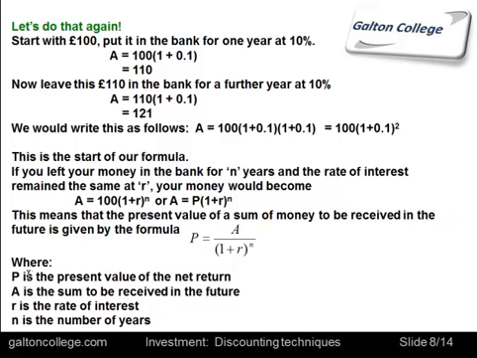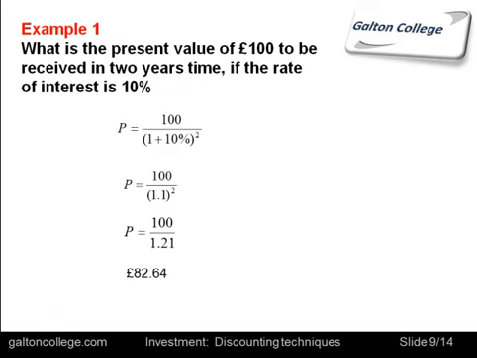And this means P is the present value of the stream, A is the sum received in the future, R is the rate of interest, and n is the number of years. That's our formula. Let's look at an example.